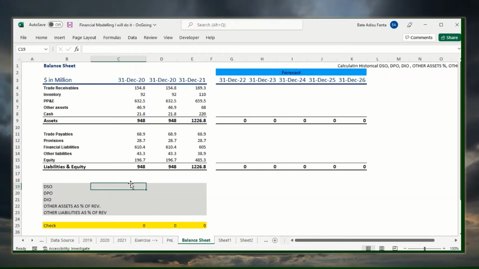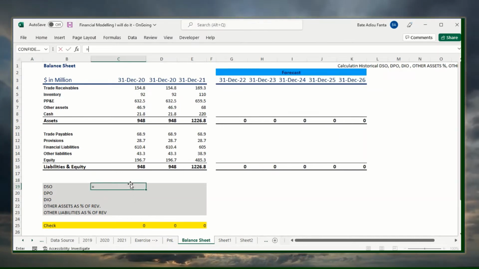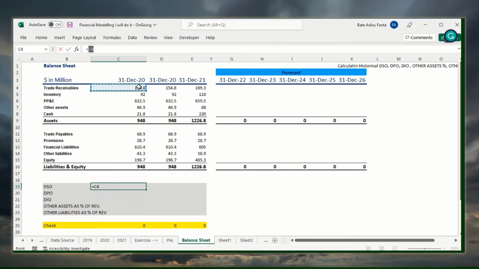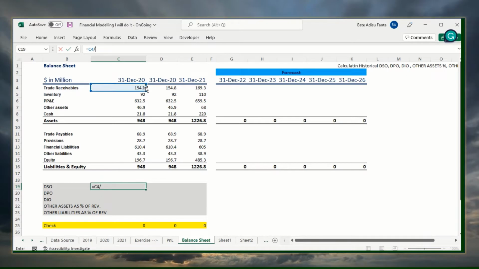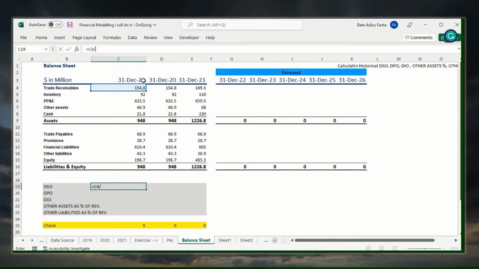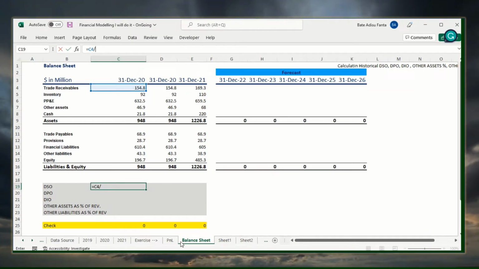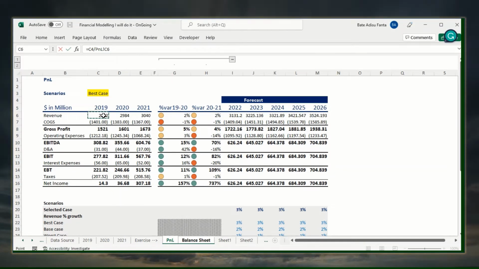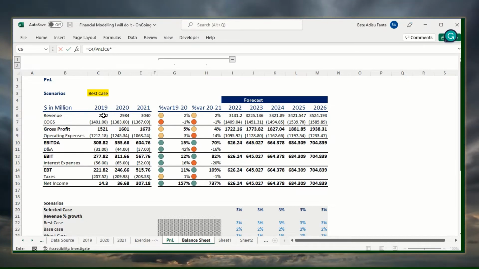So we simply now go to DSO. If I click on the equal sign and then divide trade receivable here, which is equivalent to accounts receivable, by the total revenue in 2019. The total revenue is not here, it is in the PnL sheet, the income statement sheet, which is here, and then I multiply the division result by 365.